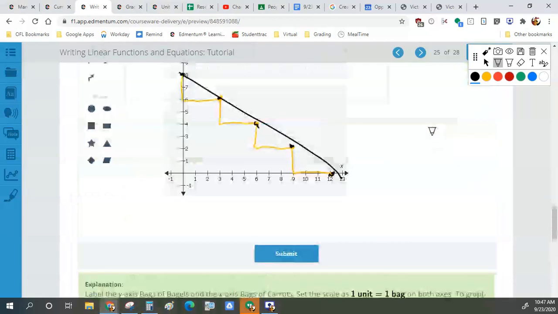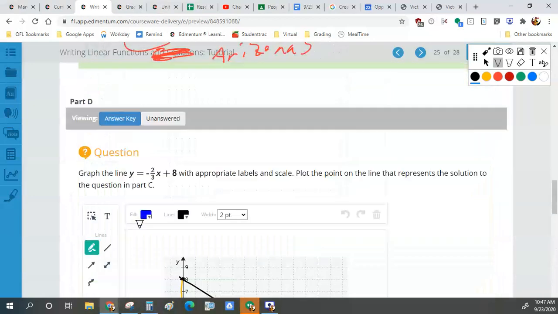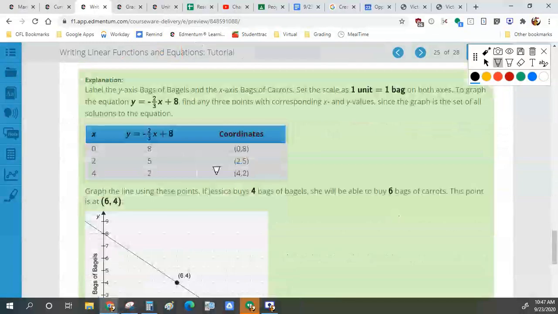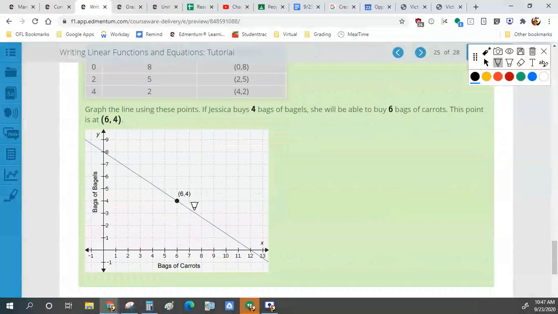So this is saying, like, now that we have our graph, it's, oh, I don't know why they're doing a point. This is weird. Oh, well, they already kind of did an example. So somebody else was like, I want to buy 6 Arizonas. So they're going to be able to buy 4 bags of chips.